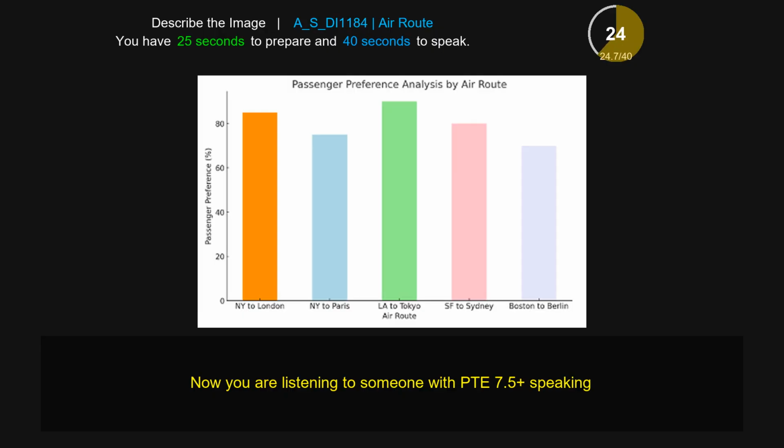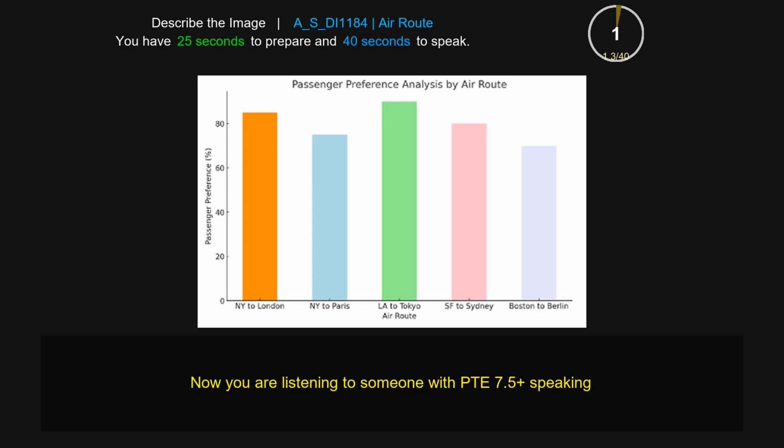According to the bar graph, the highest value is for LA to Tokyo with the value of 90%, whereas the minimum value is for Boston to Berlin, which has the value of 70%. Similarly, the value for New York to London is 82%. Overall, the given bar graph gives information about the passenger preferences.